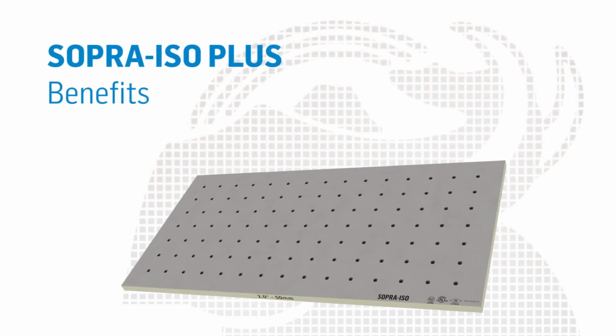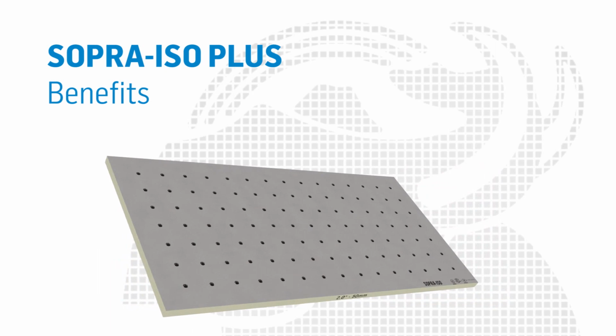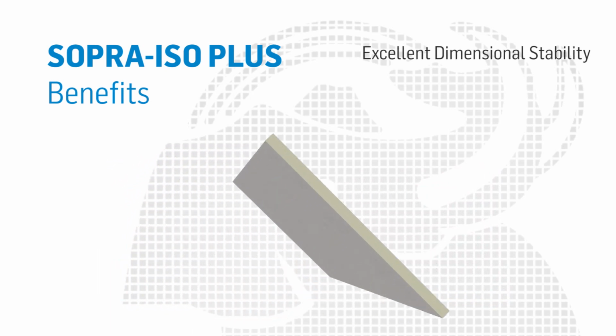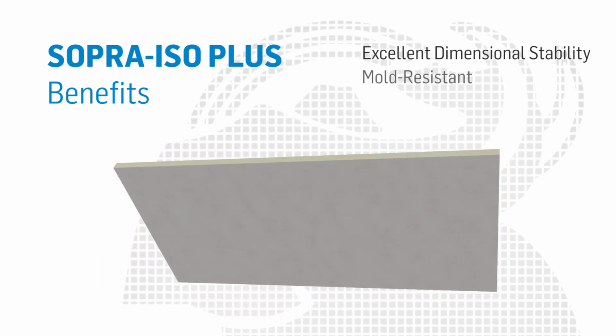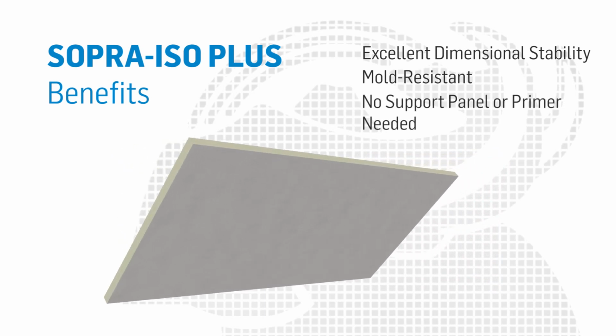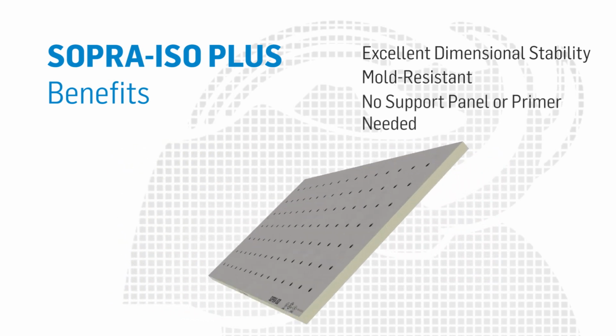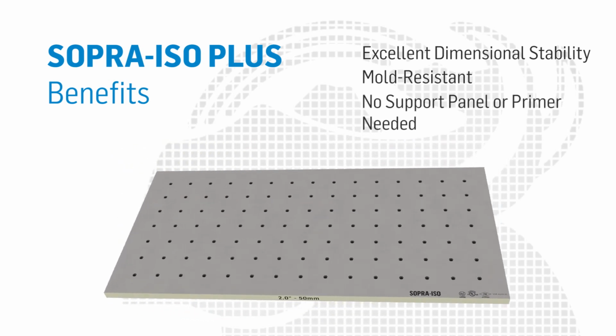There are many benefits in using SOPRA-ISO Plus panels. These panels offer excellent dimensional stability, resistance to mold, and simplicity. You won't need support panels or primer if you use them with Colvent Base 830 membranes.